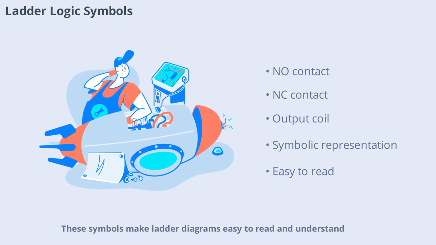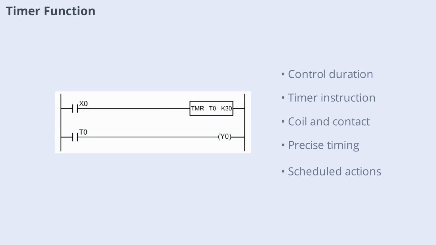These symbols make ladder diagrams easy to read and understand. PLC timers control devices for specific durations. Timer instructions provide logic to decide when to turn circuits on or off. Timers have coils, contacts, and registers.